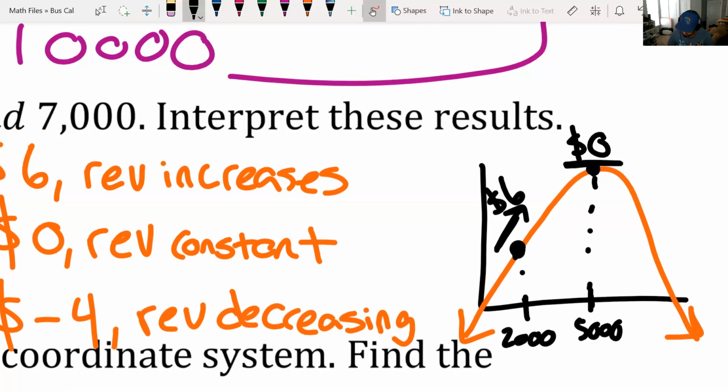And then at 7,000 headphones, the cost, actually the revenue is now decreasing, right? Revenue is now decreasing. So that's everything that we're looking at.